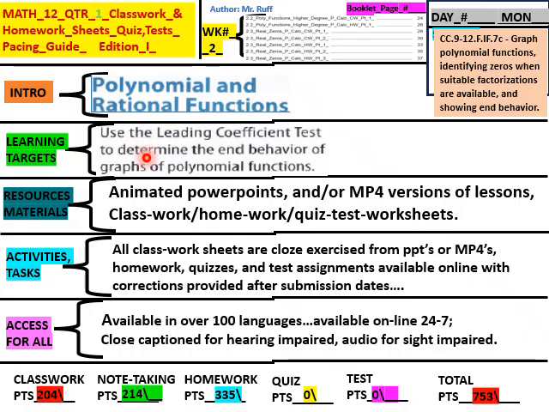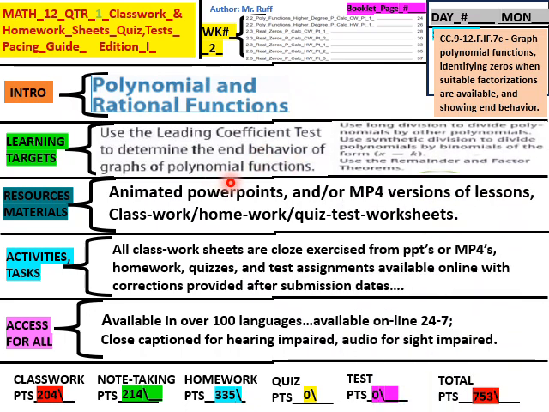And then your learning targets will be: use the leading coefficient test to determine the end behavior of graphs of polynomial functions, and use long division to divide polynomials by other polynomials. Use synthetic division to divide polynomials by binomials of the form x minus a. Use the remainder and factor theorems. We'll be doing that in week 2.